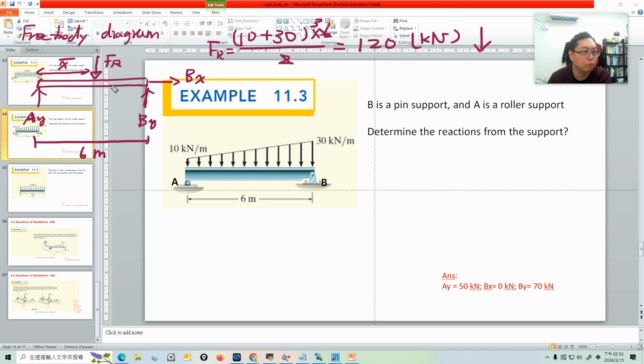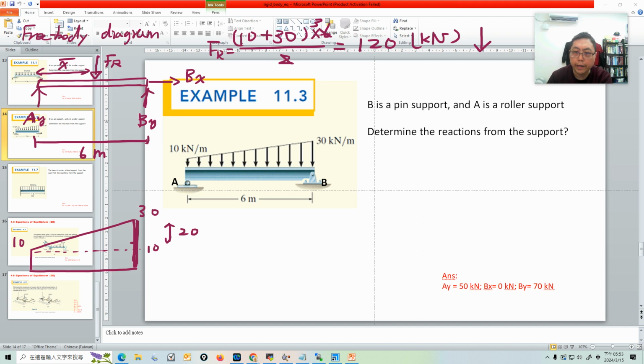And where is the resultant force? We have to use the moment balance. Before simplification, we need to draw another diagram to calculate the moment. Right now our reference point is A. Here is 10 kilonewtons, here is 30. This is 10, so here is 20.